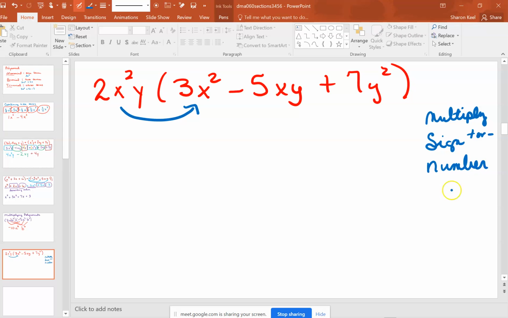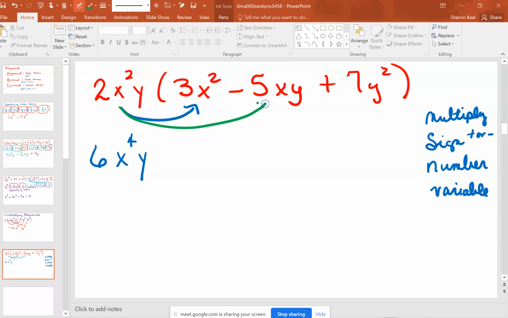Is there a number? Write down what the number would be. And then is there a variable? And remember, the variable means the letter. And if we do have a variable, we'll have to use that rule to add the exponents. So for the first one, we have 2 times 3 gives us 6. We have x squared, x squared. 2 plus 2 gives me x to the 4th. Here's a y, there's no y here, so we only have a single y. That will be our first term.